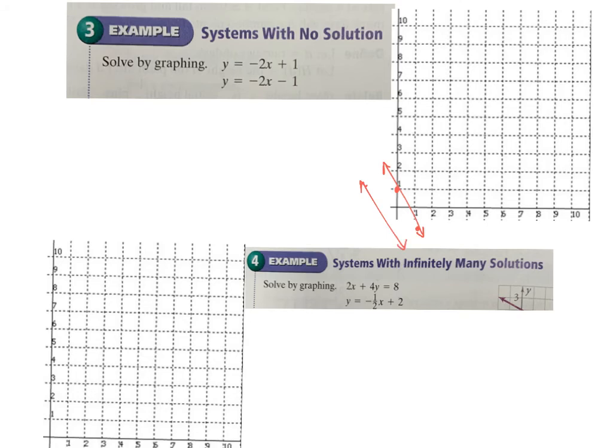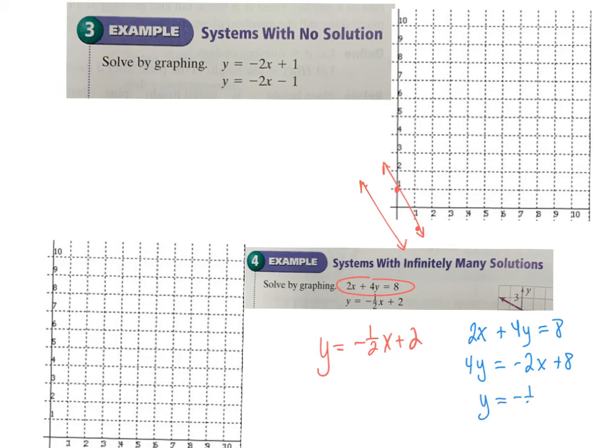All right. With this one, you don't really notice it as much. So I have y equals -1/2 x plus 2. And this one is not in slope-intercept form, so I'm going to put it in slope-intercept form. I'm going to take 2x plus 4y equals 8, subtract my x over, so 4y equals -2x plus 8, and divide by 4. y equals -1/2 x plus 2. What do you notice about these two lines? They're the same.